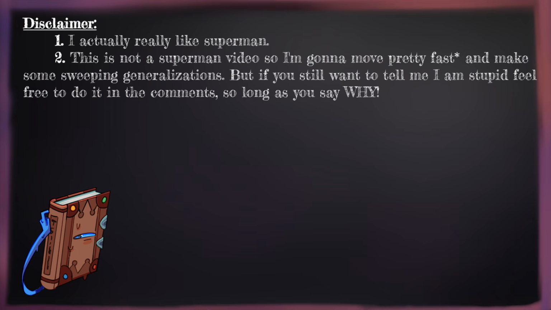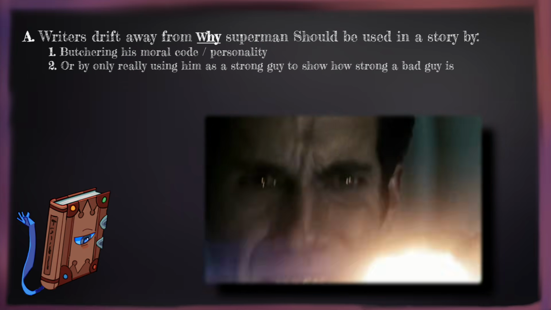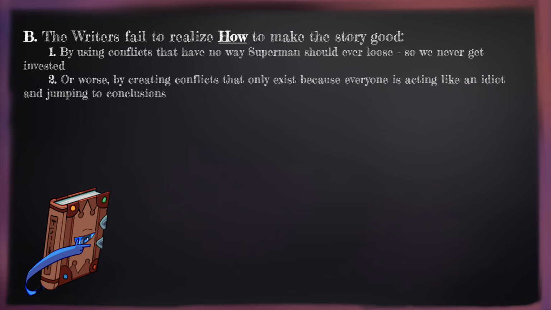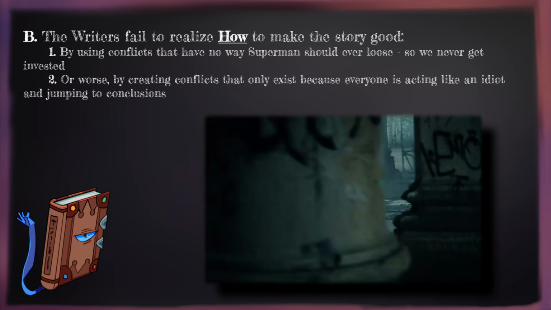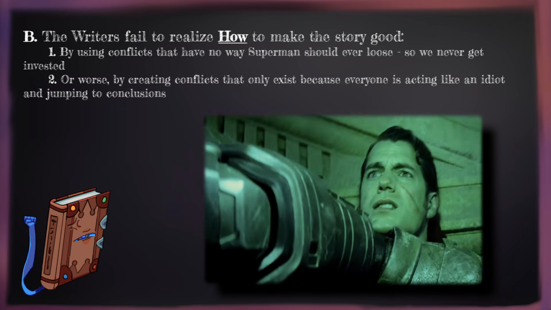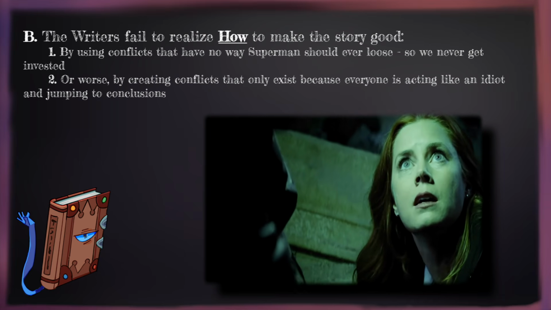So, it turns out a lot of stories about Superman struggle to actually be good stories. This is usually because the writers either A, drift away from why Superman should be used in a story by butchering his moral code or only really using him as a strong guy to show how strong the bad guy is, or B, the writers fail to realize how to make the story good. They end up using conflicts that have no way Superman should ever lose, so we never get invested, or worse, they create conflicts that only exist because everyone is acting like an idiot and jumping to conclusions.